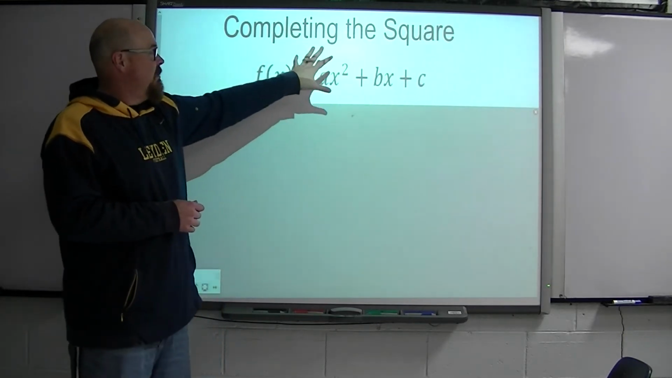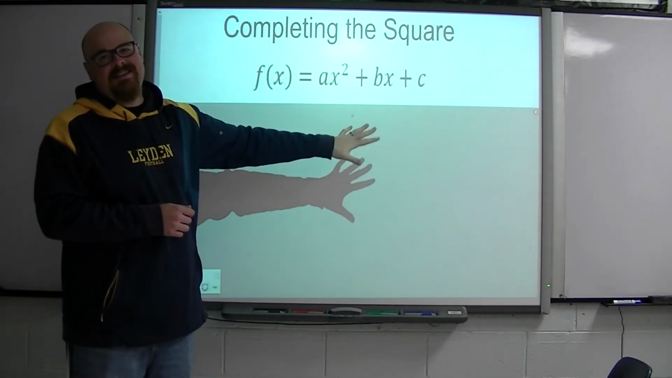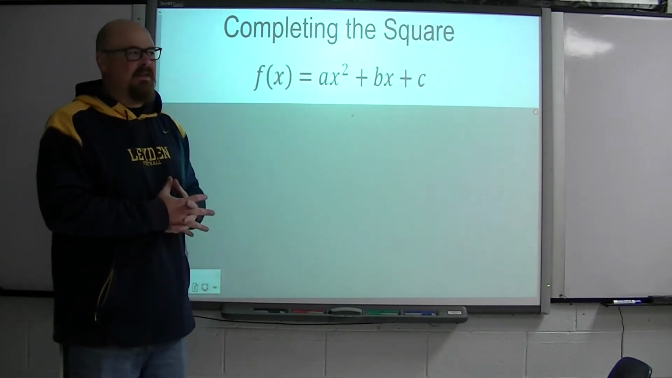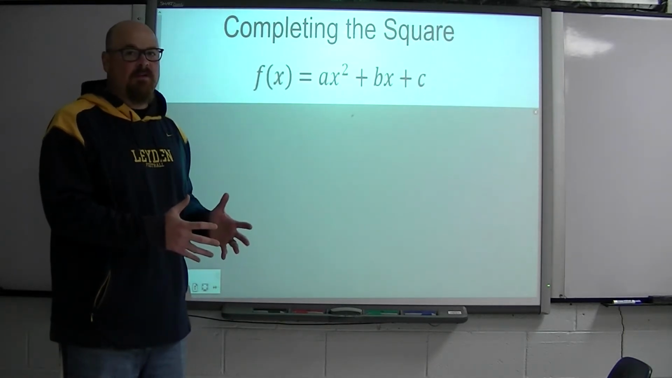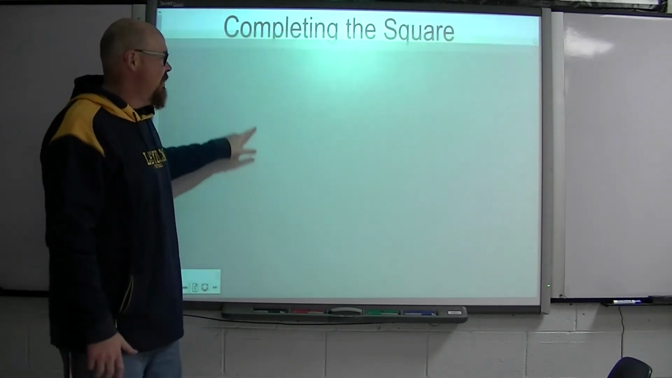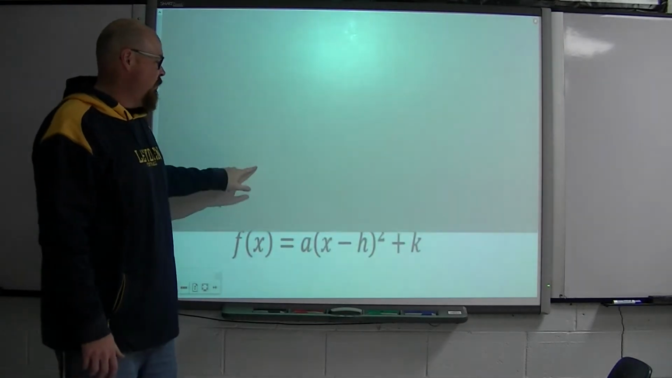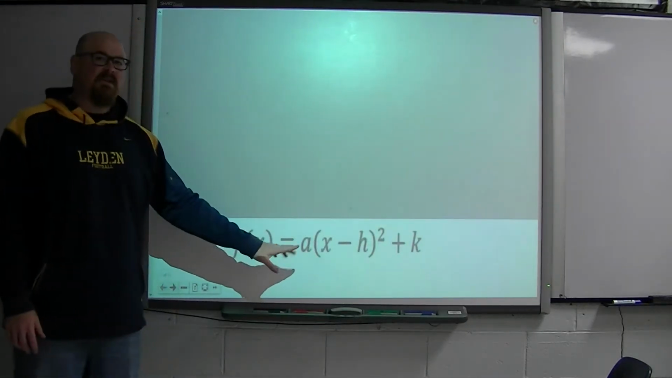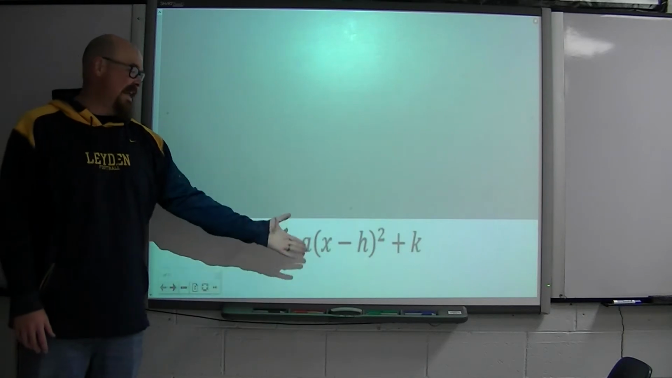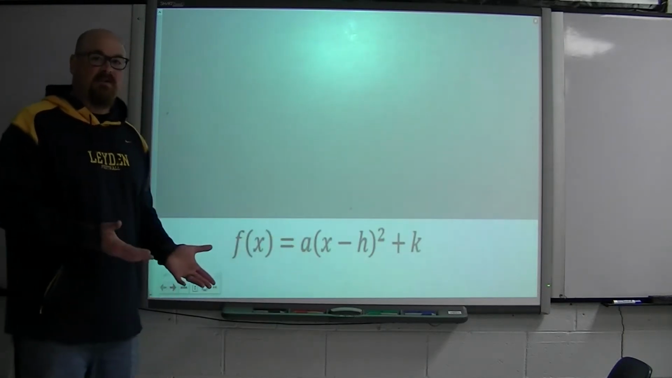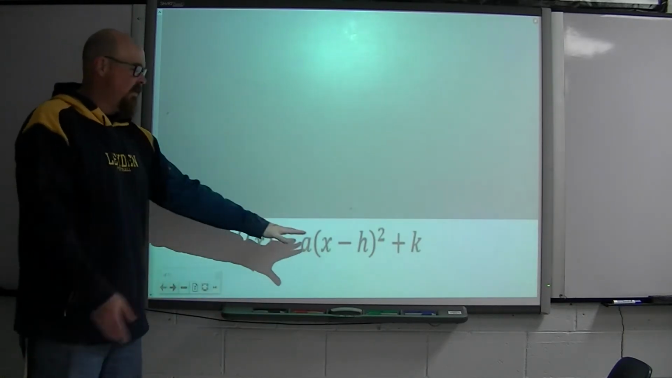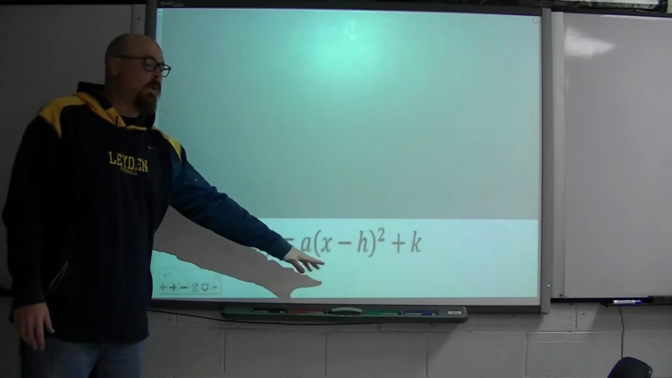But what the general form is not good at is explaining the physical characteristics of a parabola on the graph. That's what this is good for. This is the standard form of a quadratic. Now to get here, we have to complete the square. So if we work in reverse, this is the end product. This is what we're looking for.